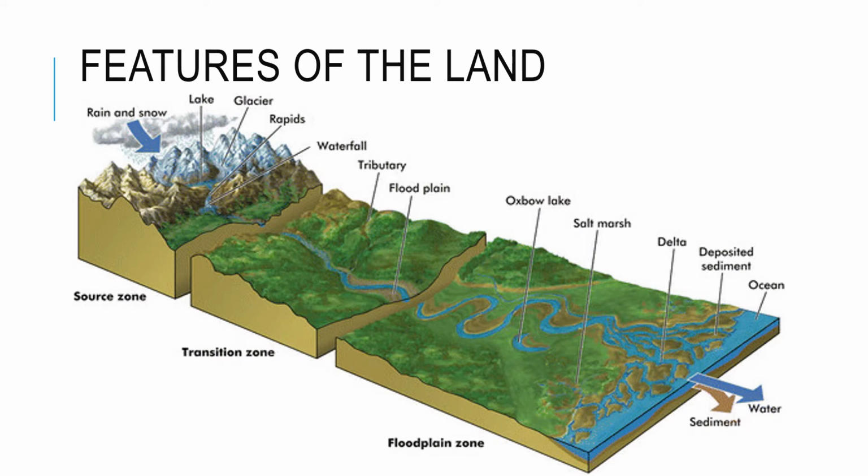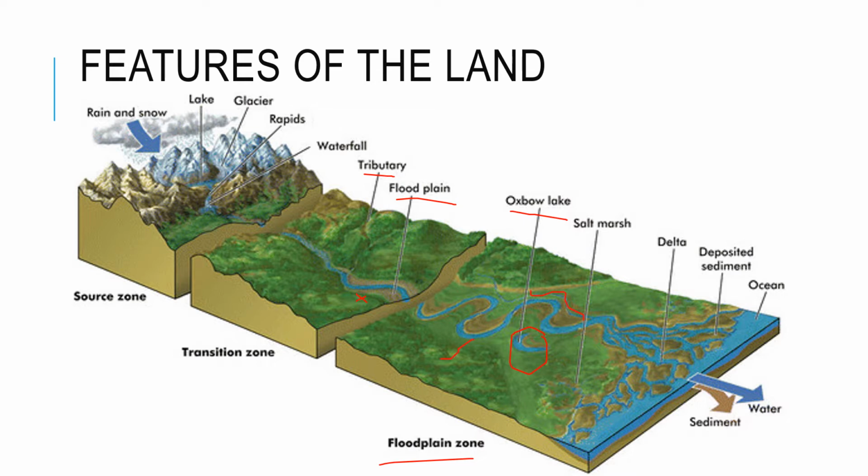Now, lots of the features that you're going to see in the lower course of the river are actually transferable to the middle course of the river as well. So we've talked about the floodplain already, and certainly flooding continues to happen in the lower course of the river. We've talked about an oxbow lake, which they've got in this diagram down here in the lower course. We also find them in the middle course as well. Tributaries are found certainly in both courses.